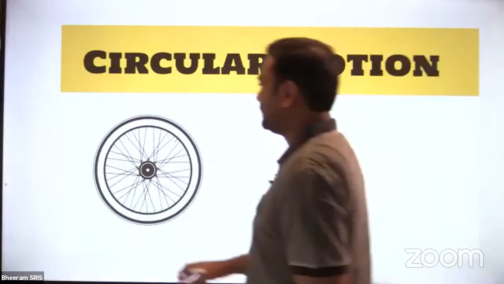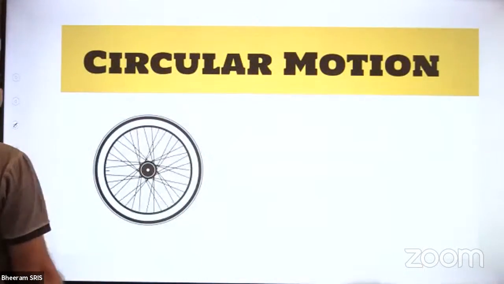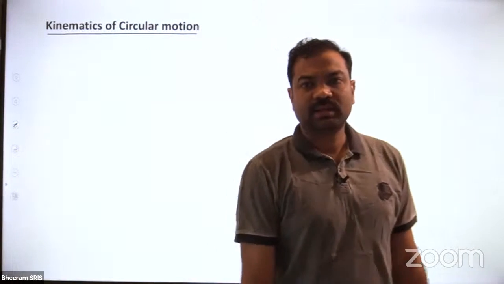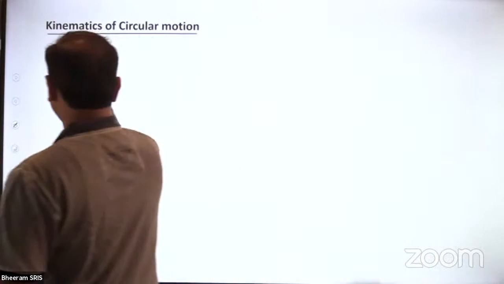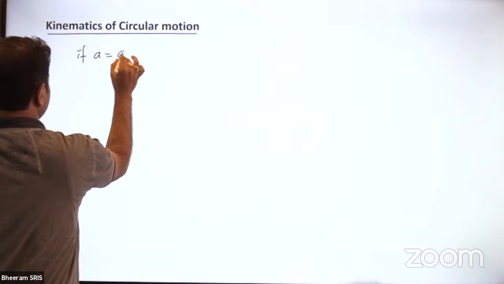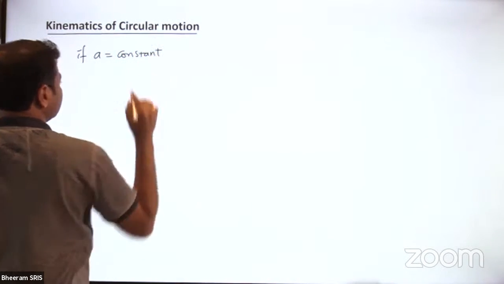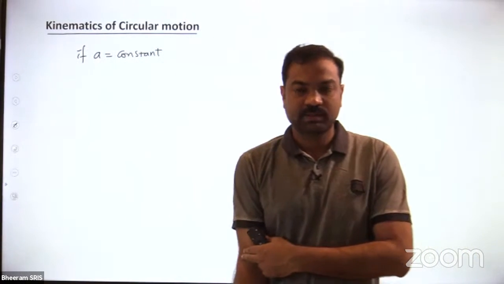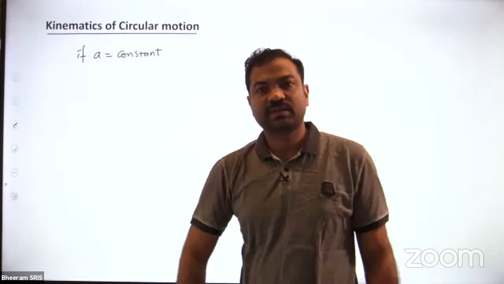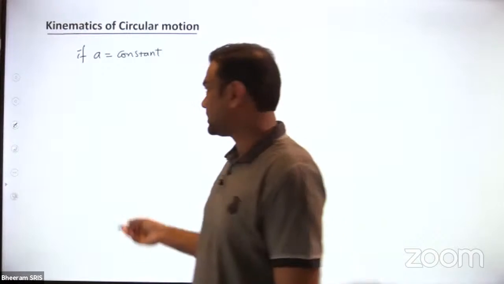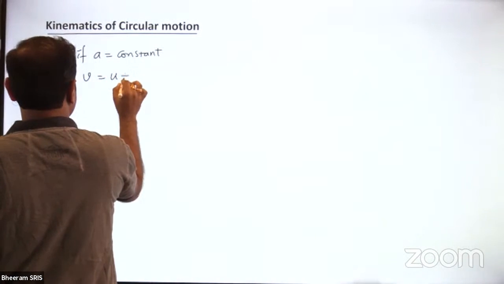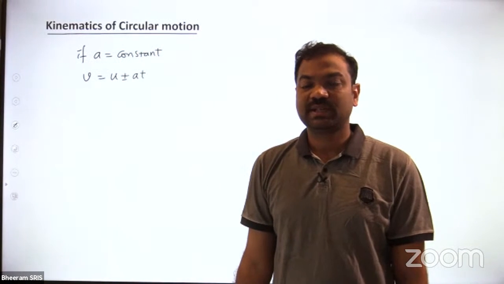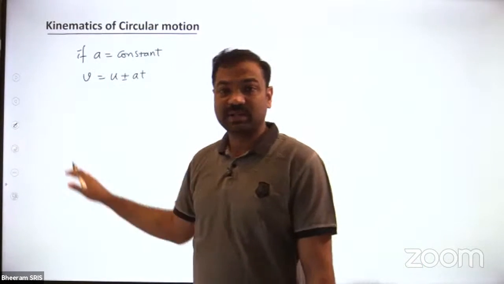So let us go now to the kinematics of circular motion. That only we are doing actually. In linear motion we have seen when acceleration is constant, if linear acceleration is constant, how we decide the velocity after some time t? Suppose initial velocity is u, then what is the velocity after some time t? We know that v is equal to u plus or minus at, where v is the linear velocity, u is the initial linear velocity. So everything is related to linear motion.